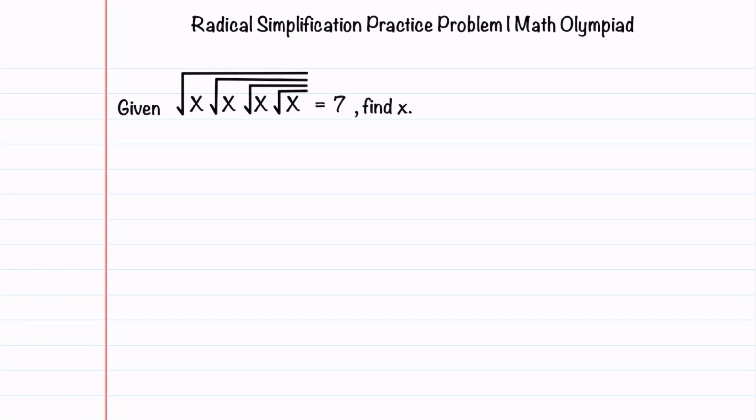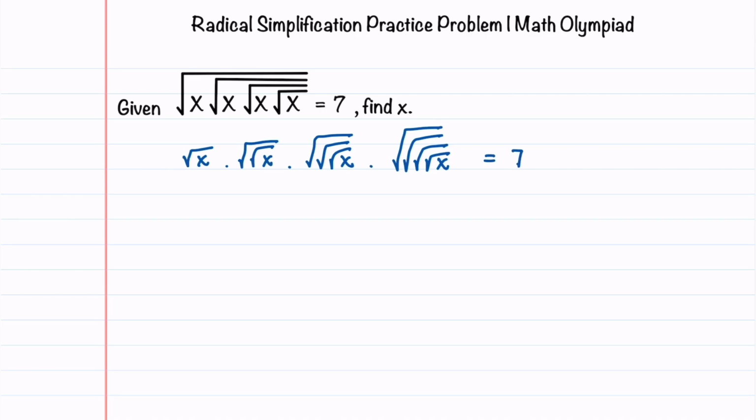Let's begin by breaking our square root into 4 pieces. Our first piece is the square root of x. Our second piece is the square root of the square root of x. Our third piece is the square root of the square root of the square root of x. And our last piece is the square root of the square root of the square root of the square root of x. And that is equal to 7.